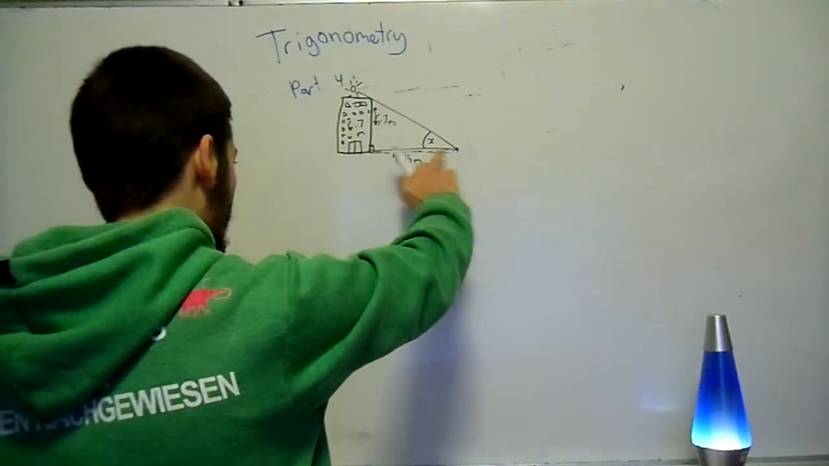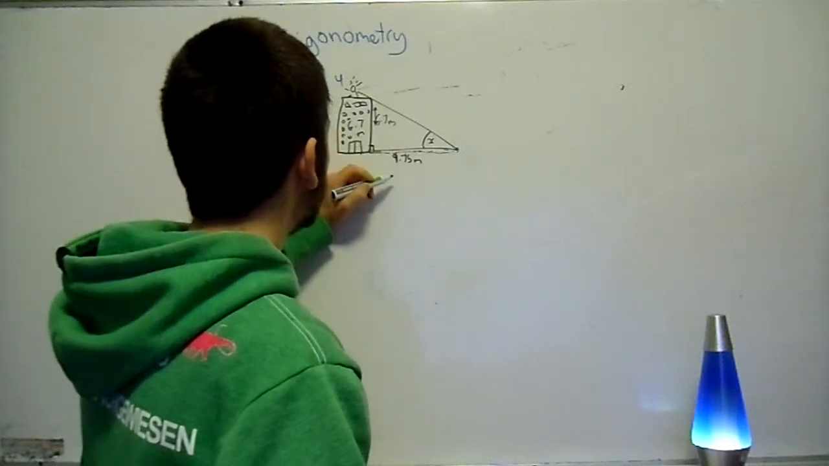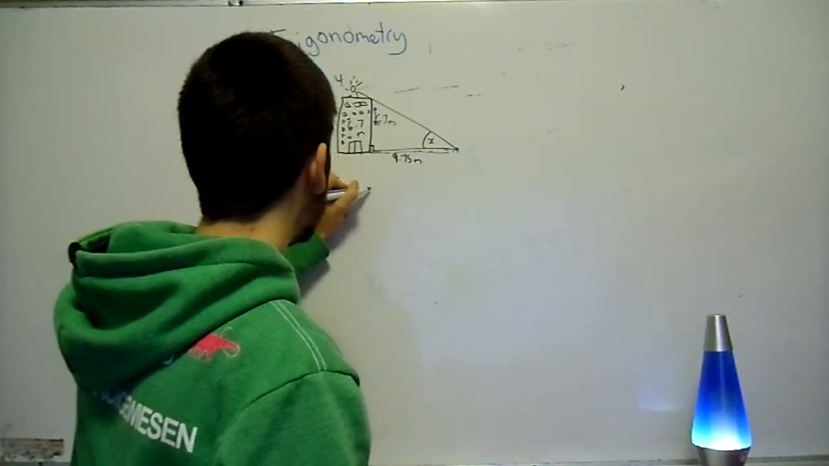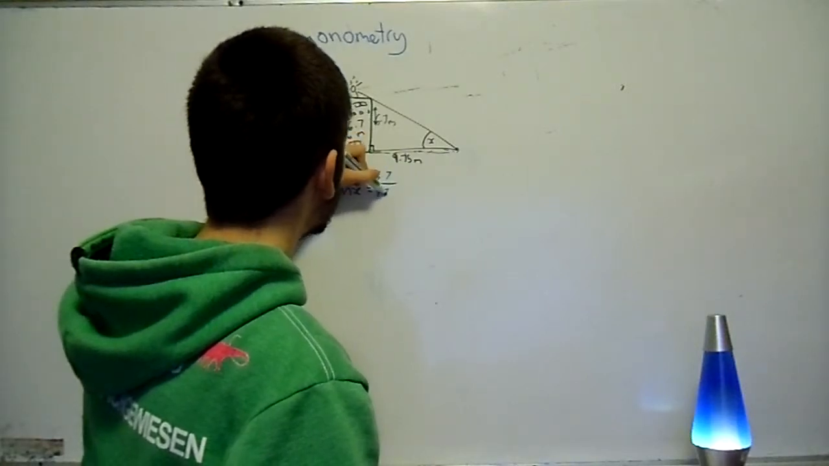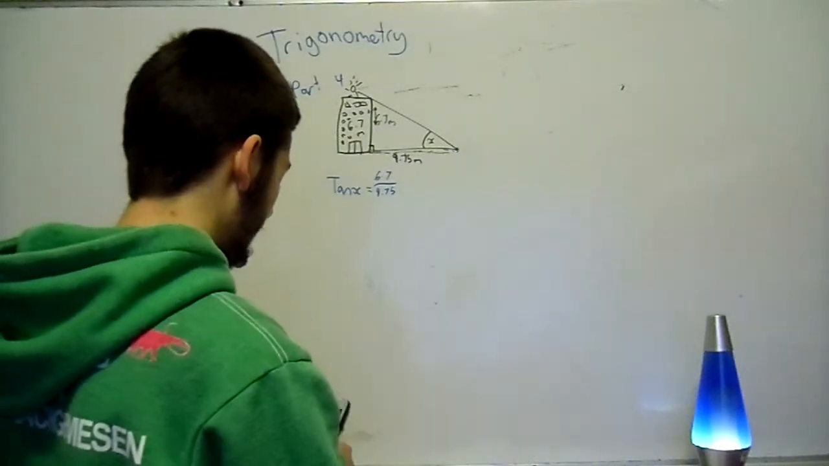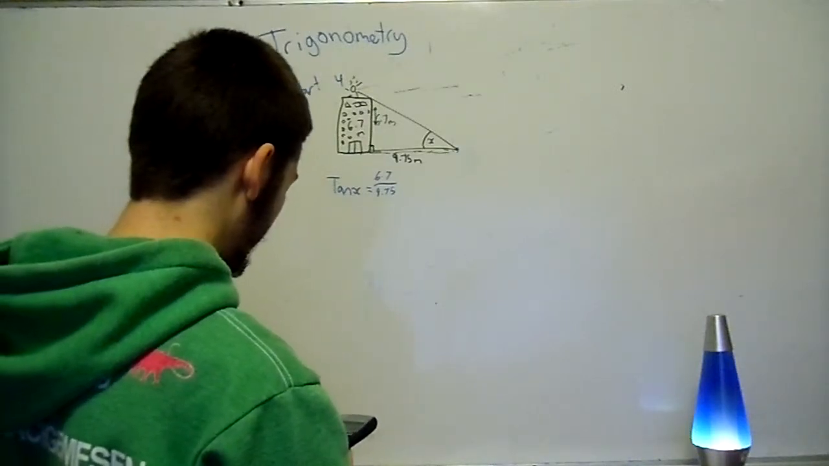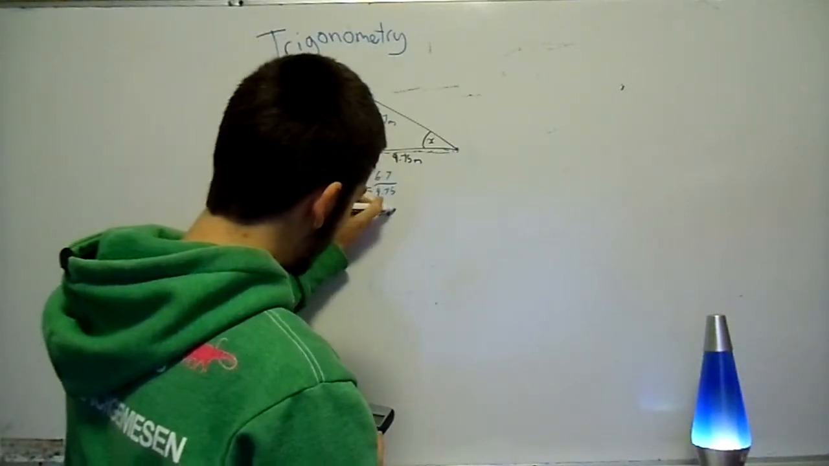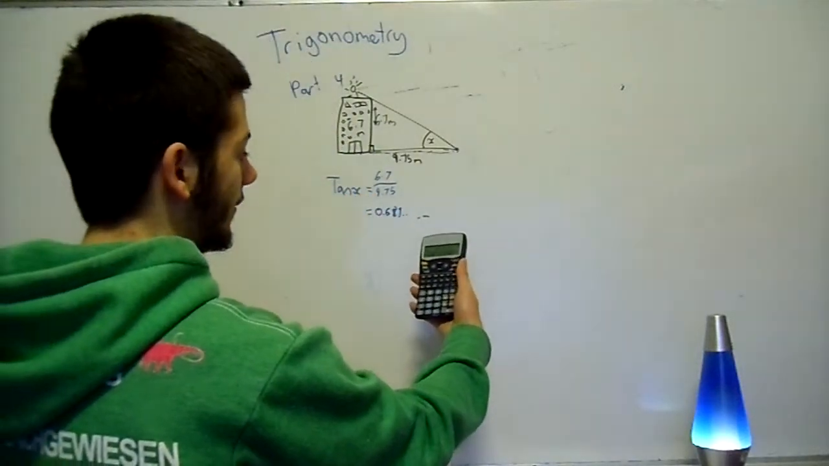Okay, so this is the horizontal, and we're going to be using opposite over adjacent. We're going to be using tan over here. So tan x is equal to 6.7 over 9.75. Okay, that's pretty simple. We get 6.7 divided by 9.75. That's going to equal 0.687, etc.